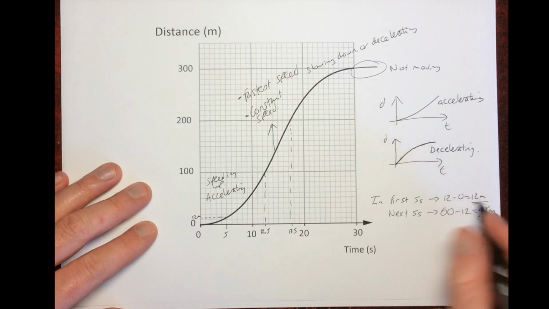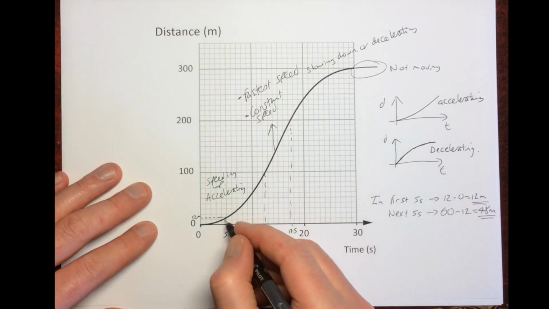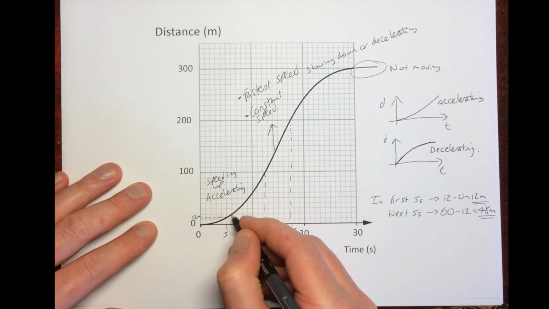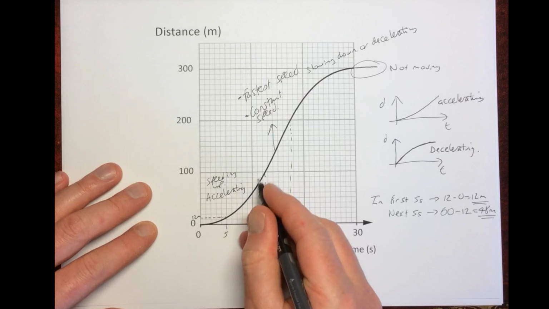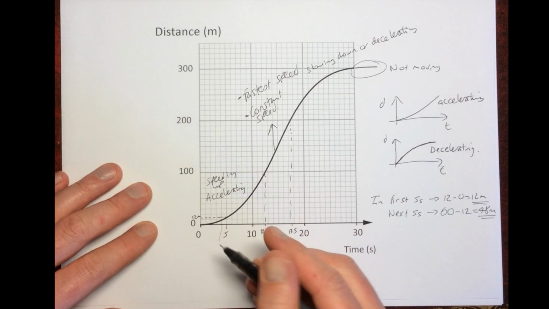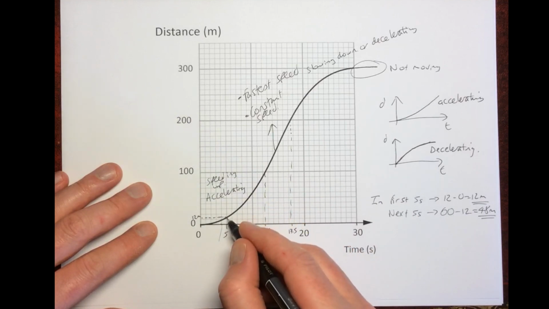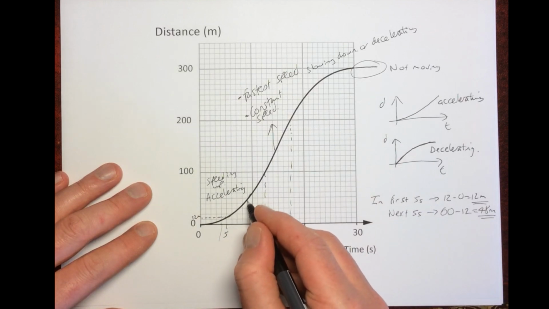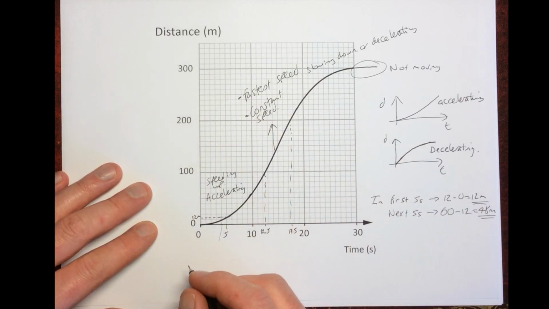Okay, so in the first 5 seconds we travel 12 meters. In the next 5 seconds we travel 48 meters, and that makes sense because the graph is getting steeper. It starts off not very steep, and it gets steeper. So we're speeding up. In this section we're moving faster, and in fact we're getting faster, so we travel a bigger distance. Now you can go even further here.